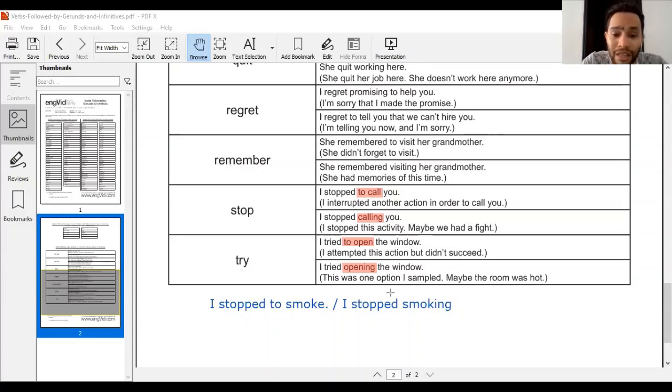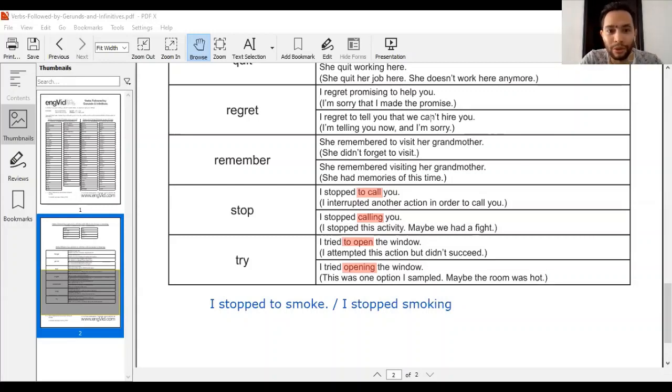Pero cuando usamos con ing, esto es más un experimento, right? Esto es un intento normal, y cuando usamos el ing se refiere más a un experimento. Entonces, yo traté de abrir la ventana es porque probablemente en mi cuarto hacía mucho calor, como dice aquí, ¿cierto? Entonces, como experimento, para que no hiciera más calor, ¿qué hice? La abrí, right? I tried opening it.